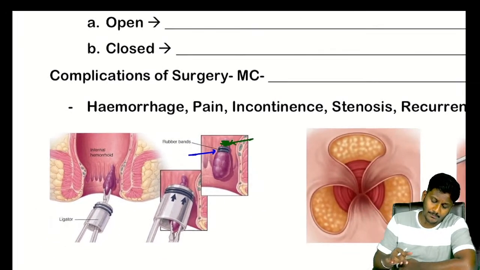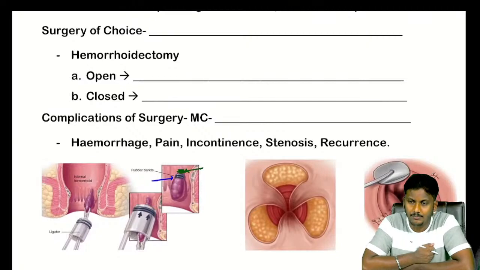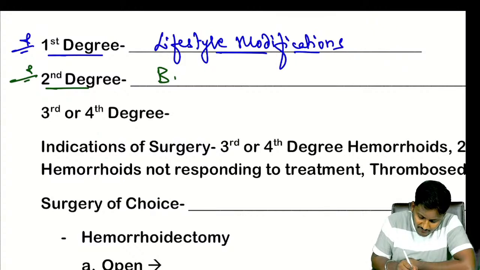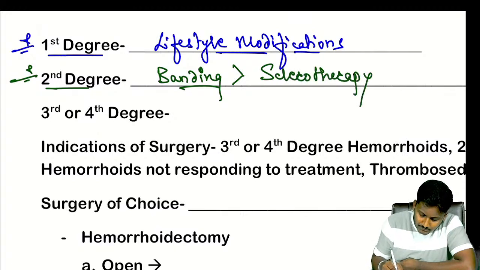I've told you, always prefer banding over sclerotherapy. Reason: banding is a safer procedure than sclerotherapy. So always try banding first. If that fails, then we go for sclerotherapy. The most common sclerosing agent used, I've told you, is known as 3% sodium tetradecyl sulfate.